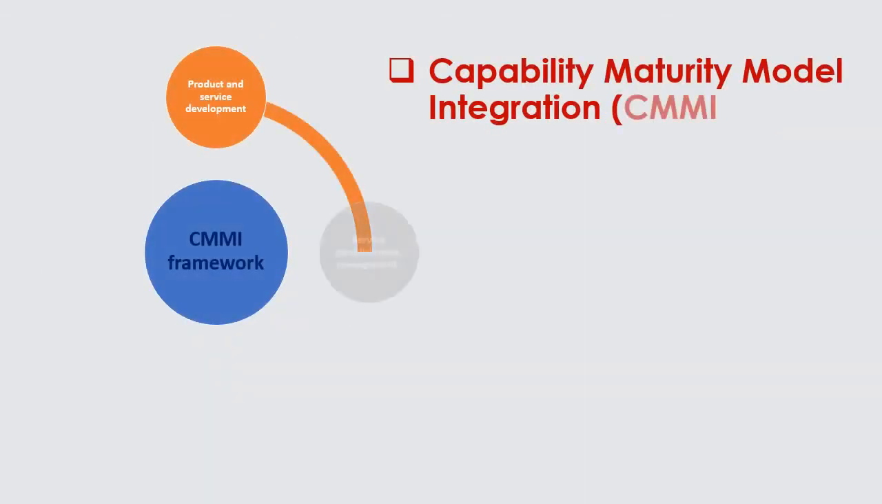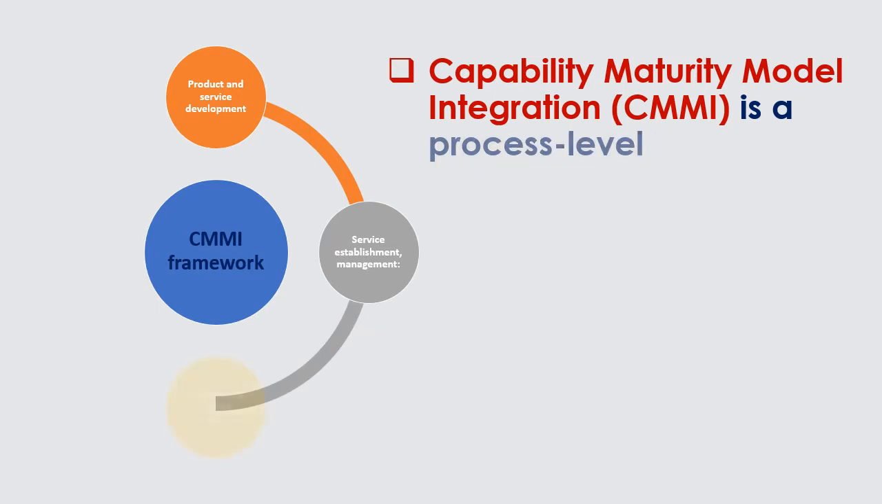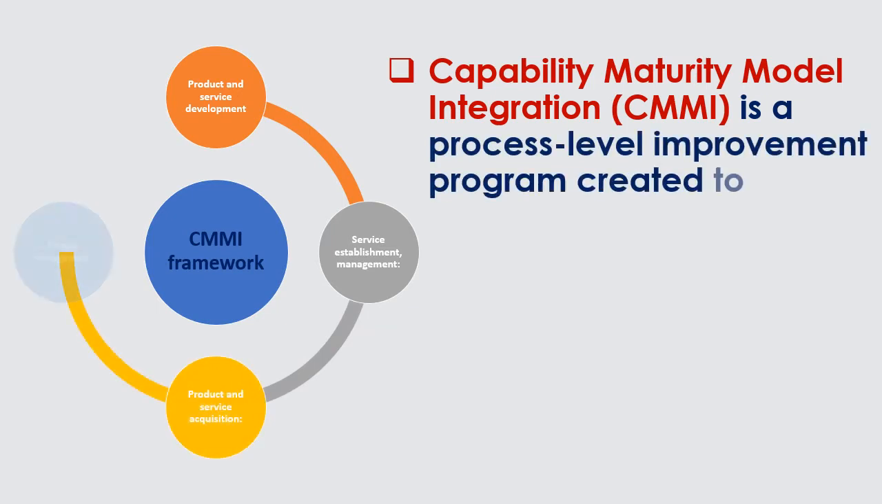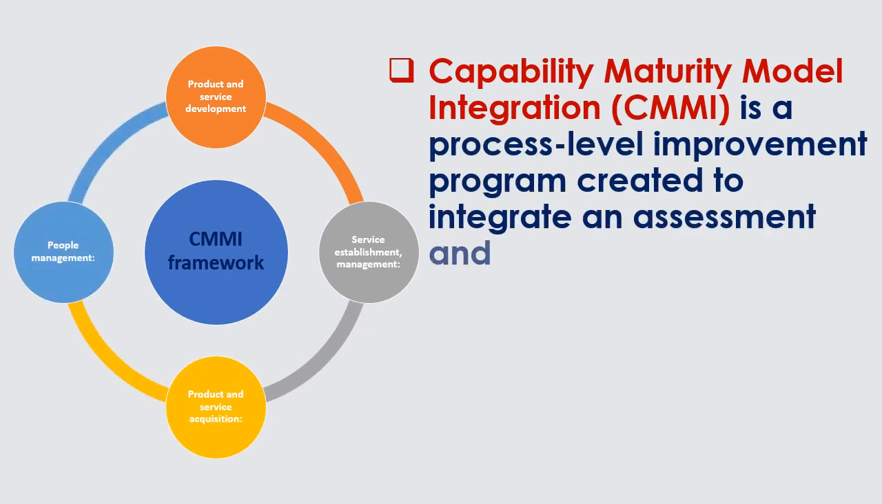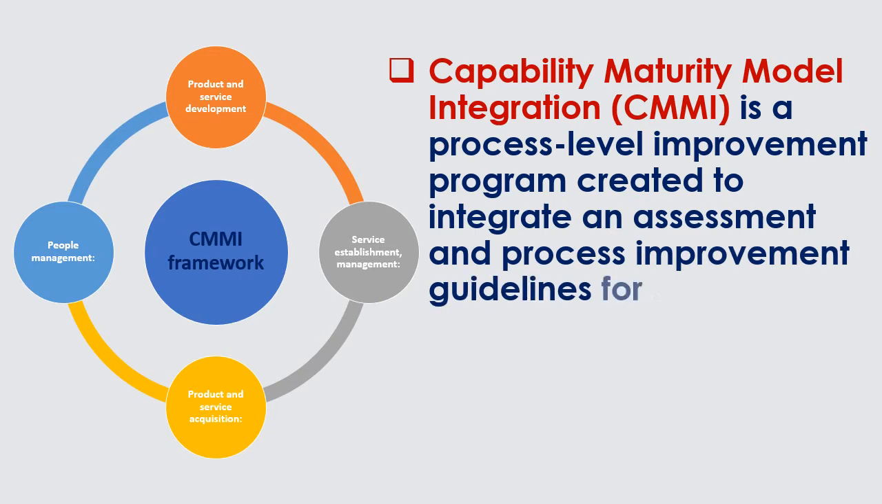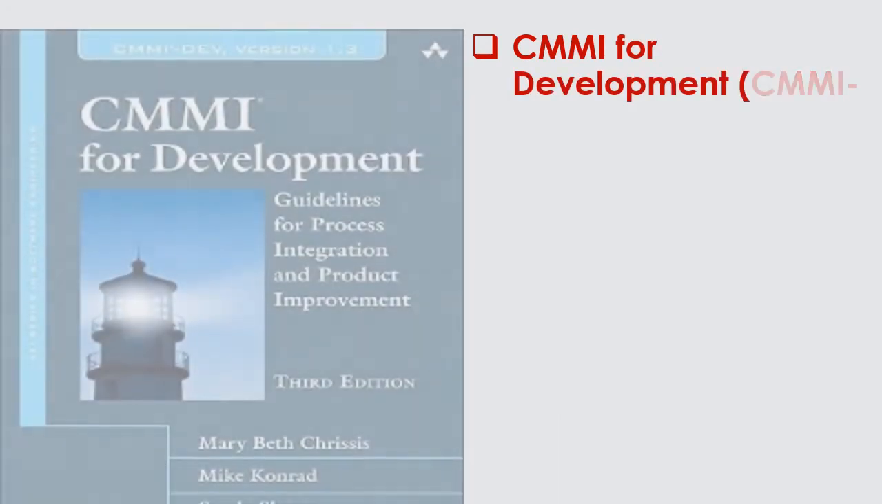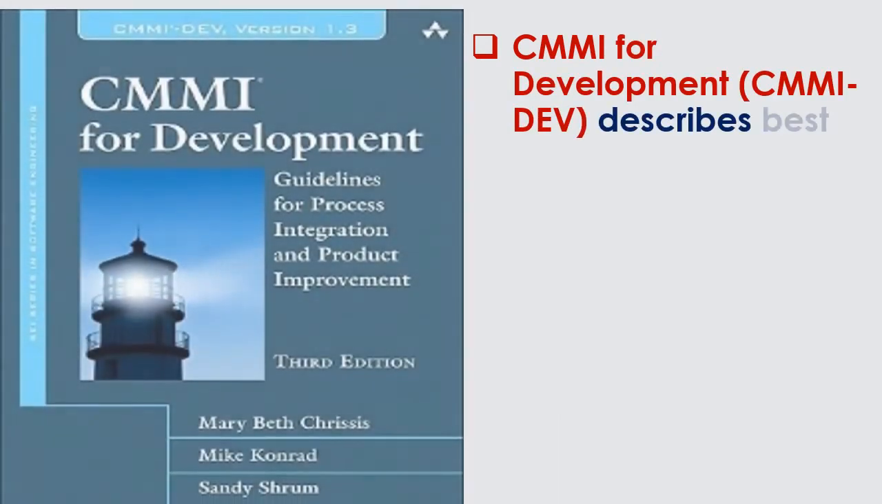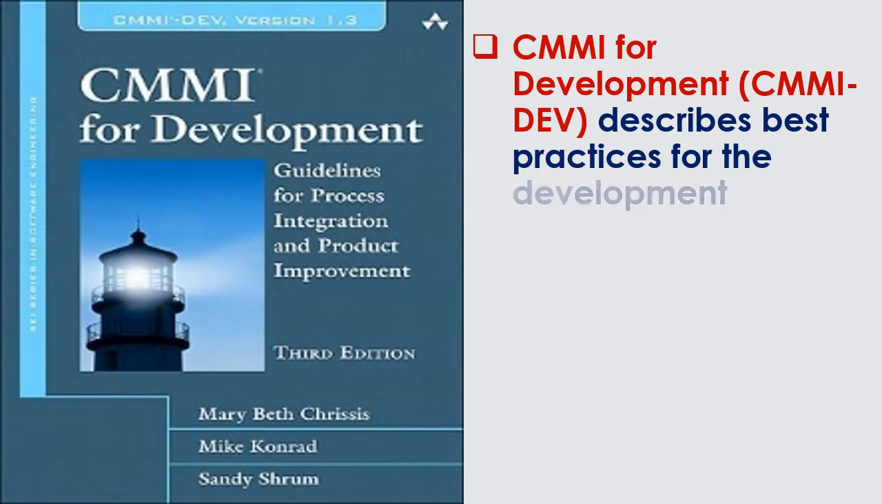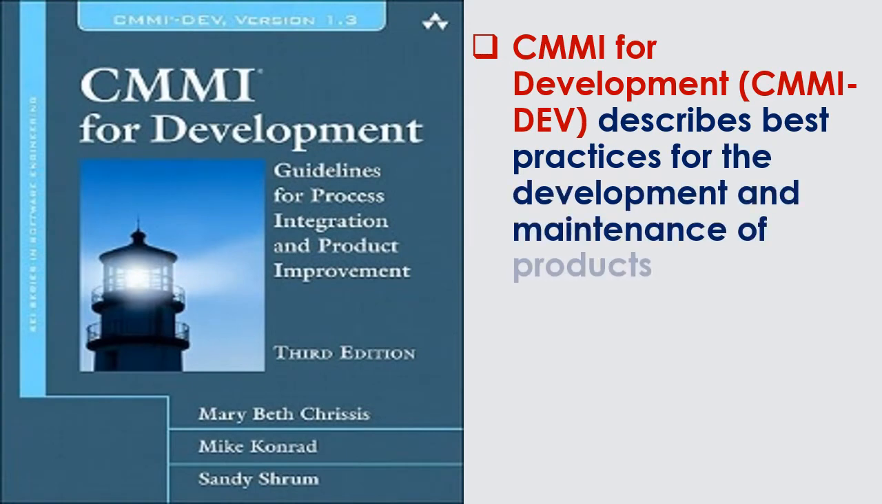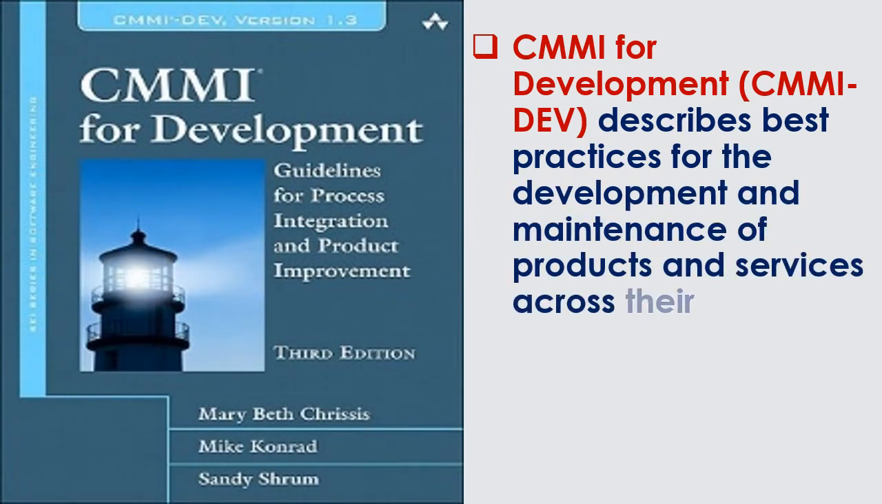Capability Maturity Model Integration is a process-level improvement program created to integrate an assessment and process improvement guidelines for separate organizational functions. CMMI development describes best practices for the development and maintenance of products and services across their life cycle.